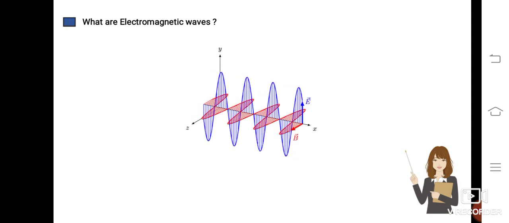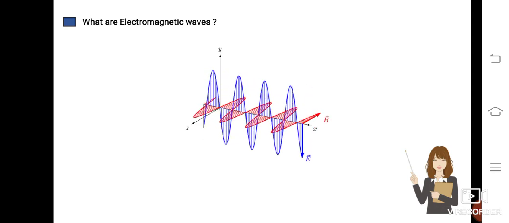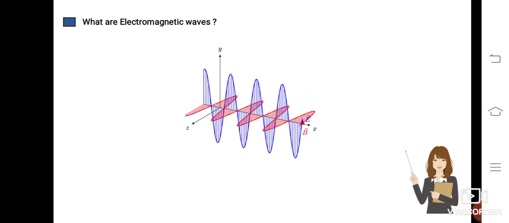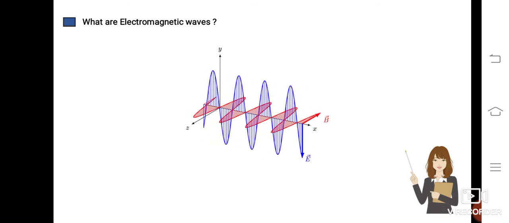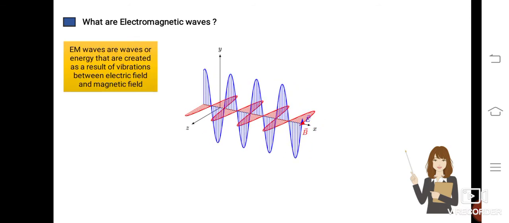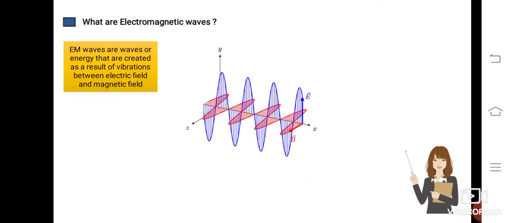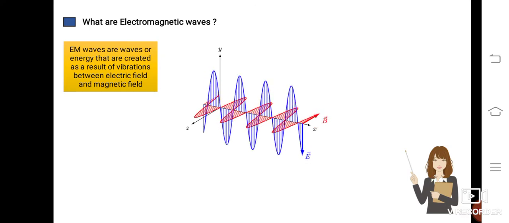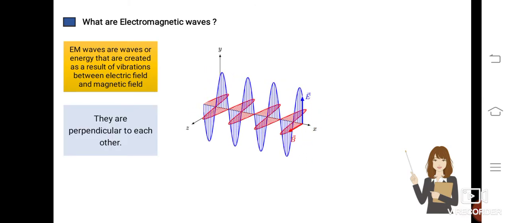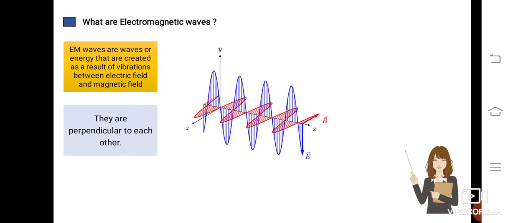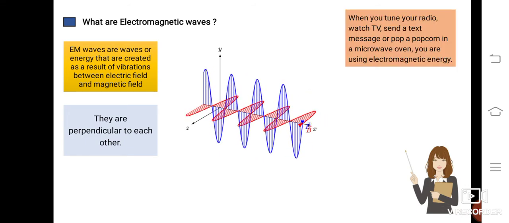In this graph we can see that these two waves are going perpendicular to each other. These two are nothing but the electric and magnetic fields. So electromagnetic waves are energy that is created as a result of vibrations between the electric field and the magnetic field. From the diagram we can see that they are perpendicular to each other.